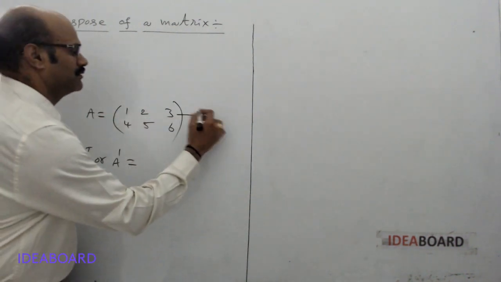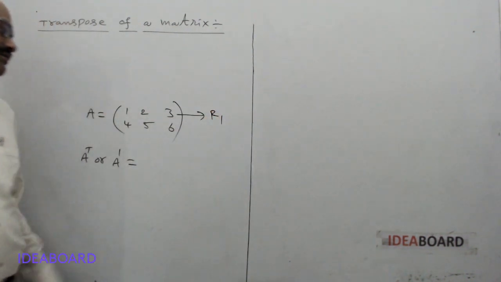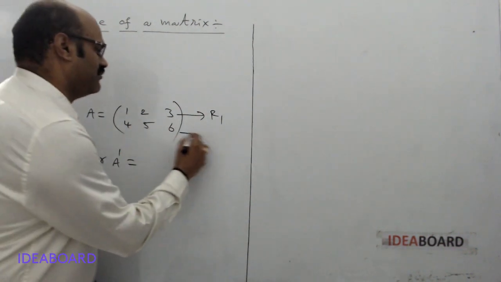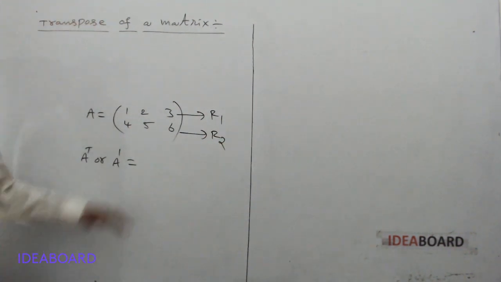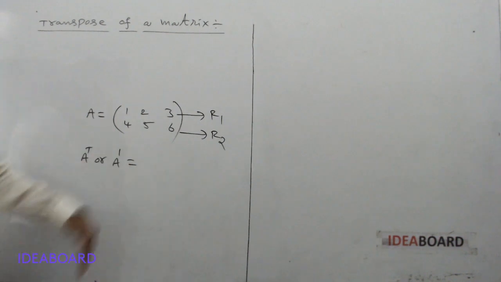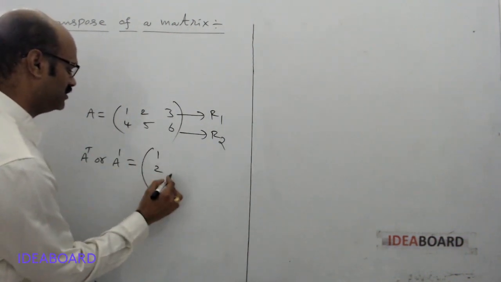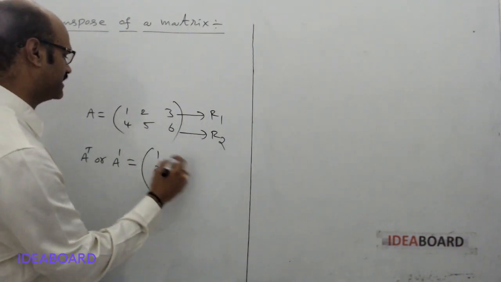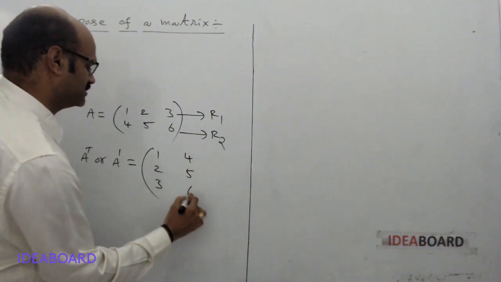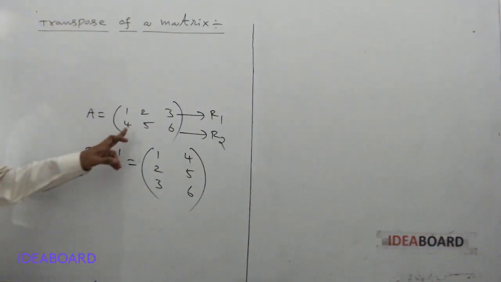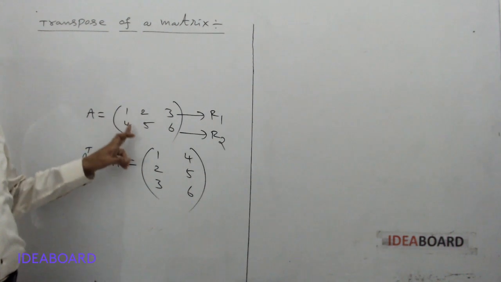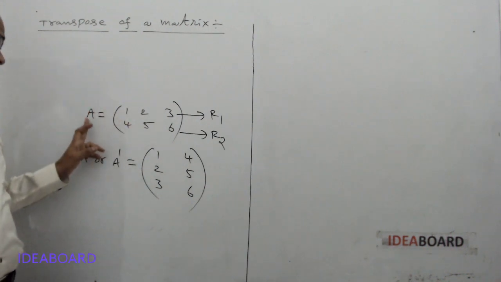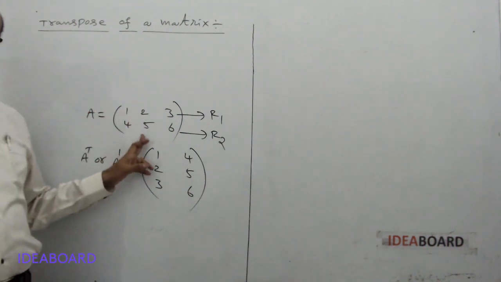Here, the first row we are having is R1, the second row is R2. First row becomes first column: 1, 2, 3. Second row becomes second column: 4, 5, 6.